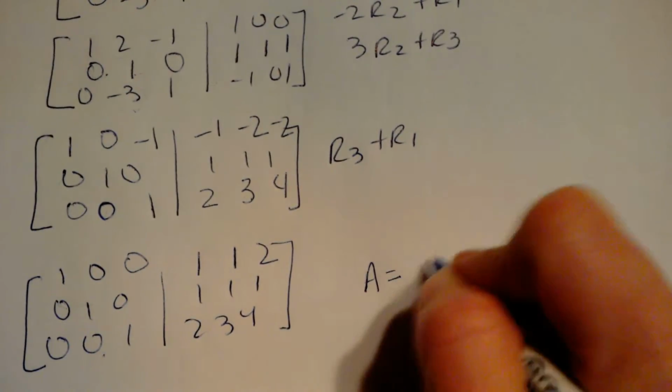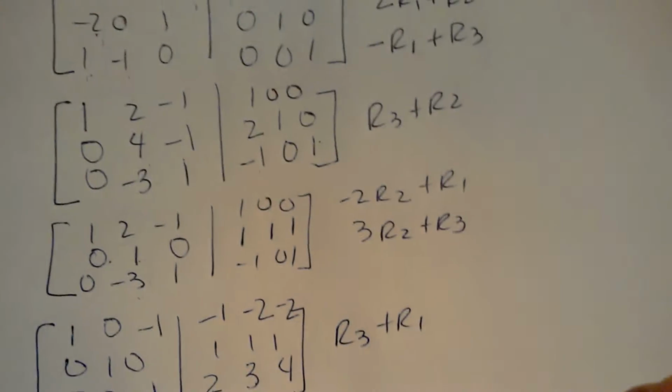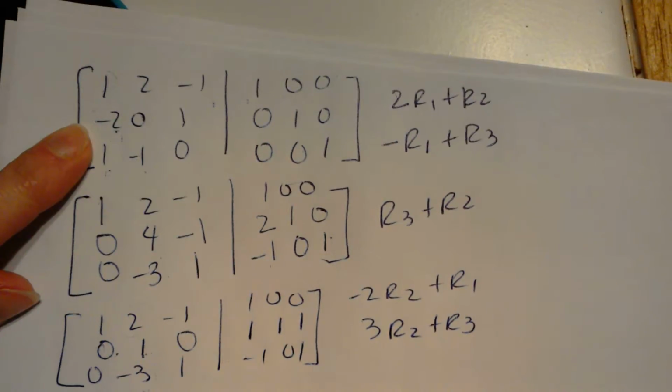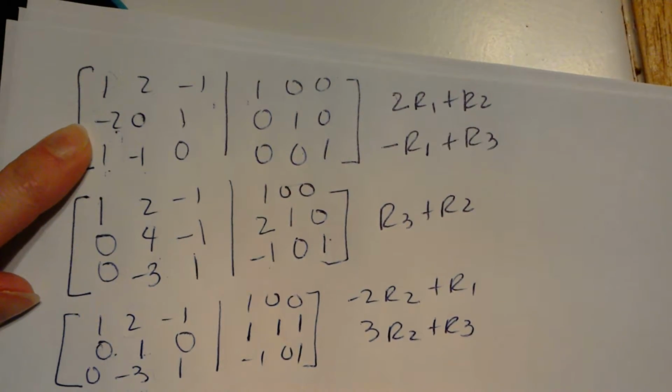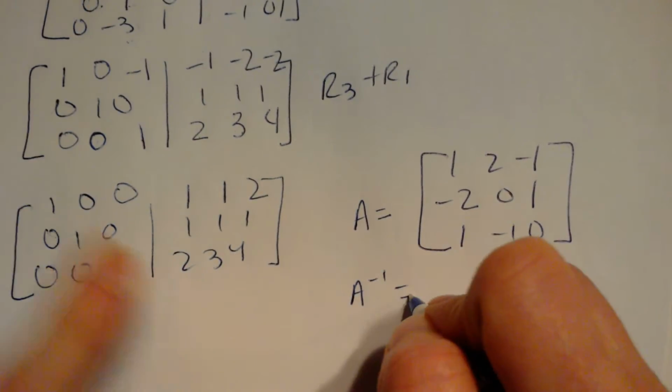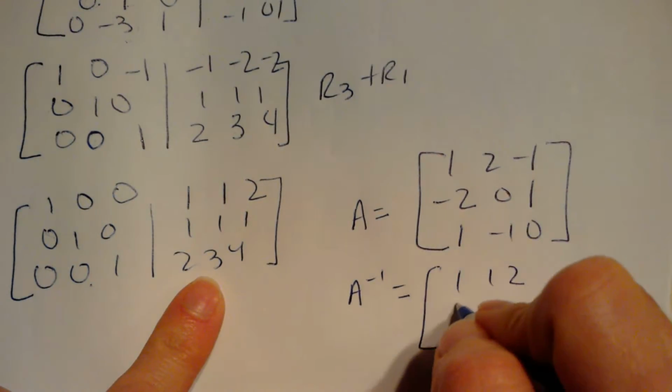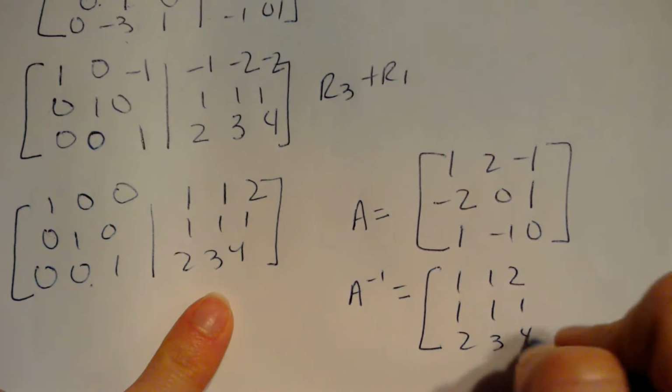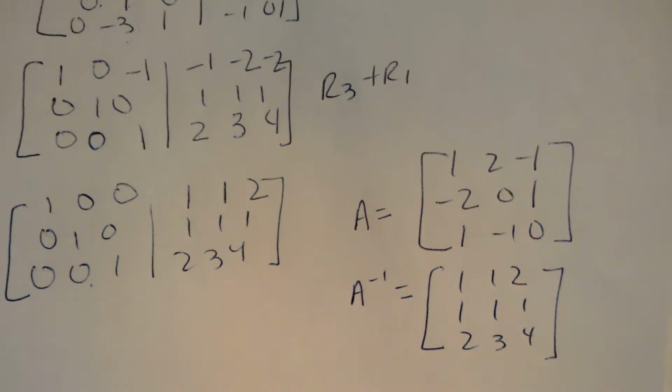So we've got matrix A. Come back up here. We said it was this matrix: 1, 2, negative 1, negative 2, 0, 1, 1, negative 1, 0. So its inverse now is this matrix: 1, 1, 2, 1, 1, 1, 2, 3, 4. Okay? So that's how we would find our inverse for any size matrix. There's not just a nice set rule that's easy. There are a couple of rules for a 3x3, but this is definitely easier than trying to follow that rule. So this is what we're going to do for a 3x3.